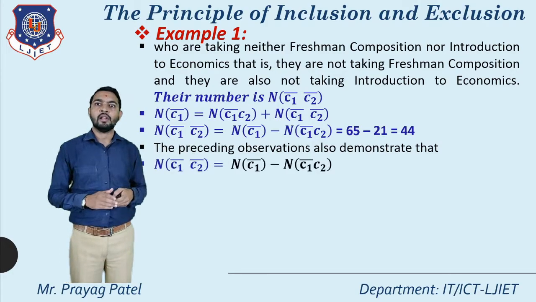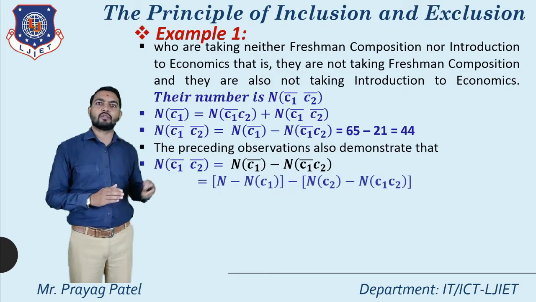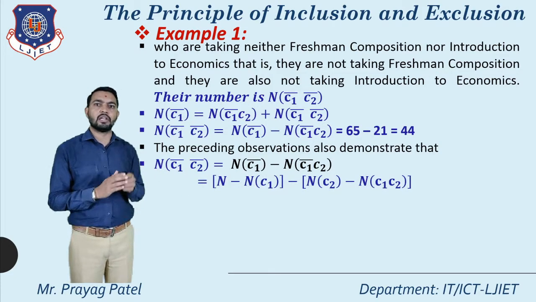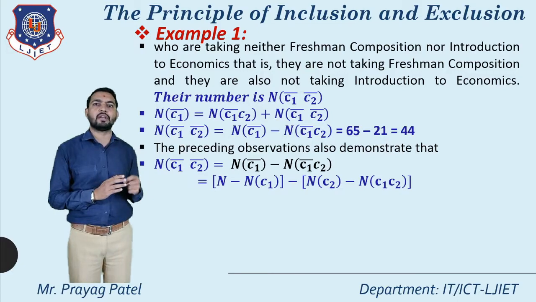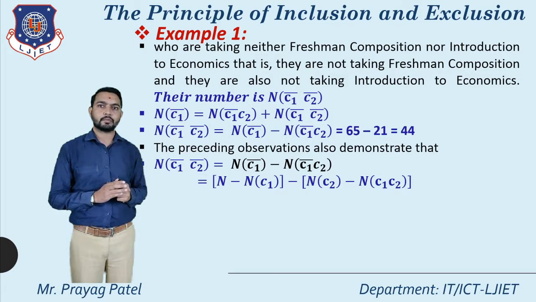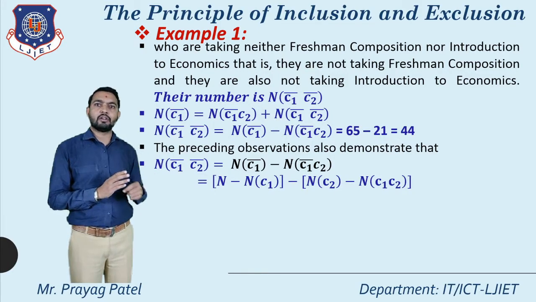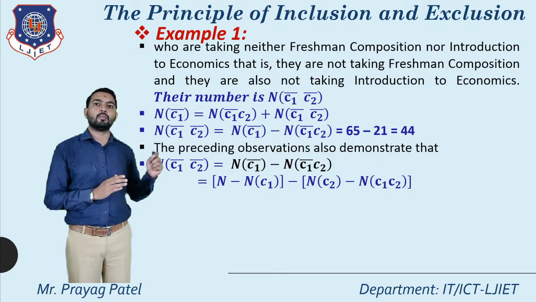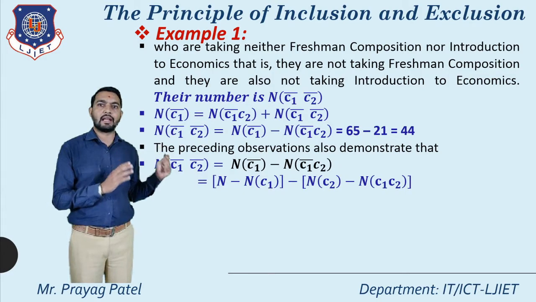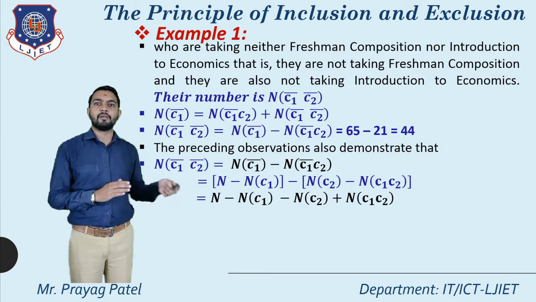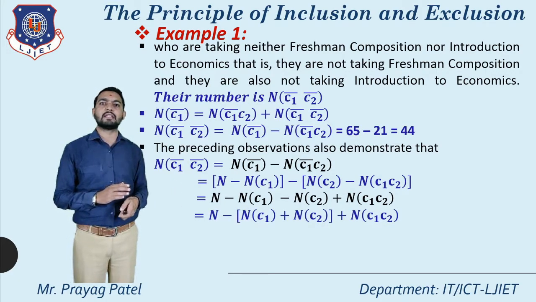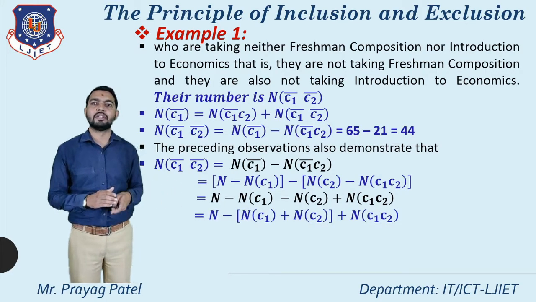So the result is 44. Here the value of those not enrolled in any course is 44. We already defined the equation, but we generalize this equation in another form: NC1 dash C2 dash equal to NC1 dash minus NC1 dash C2. We rewrite this equation as n minus NC1 minus NC2 minus NC1 C2. From the NC1 dash and NC1 dash C2 equations we find this, and the final equation is n minus NC1 plus NC2 plus NC1 C2.